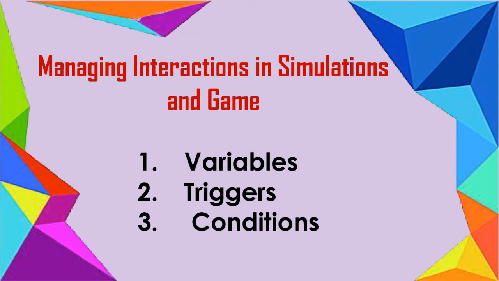Next is triggers. Triggers are events that happen in a simulation. So for instance, when a button is clicked, what should happen next? In many instructional authoring tools, you'll use triggers to show and hide different elements based on how learners interact with the page. The next is conditions.